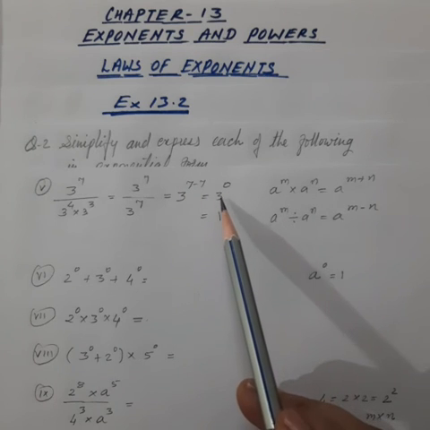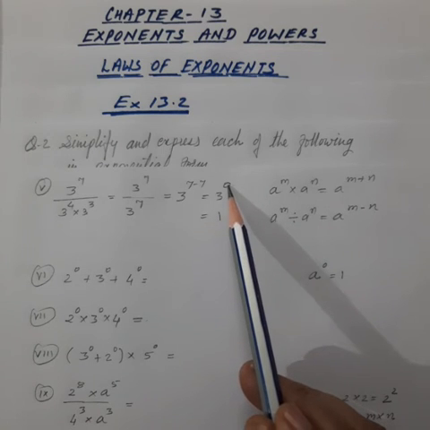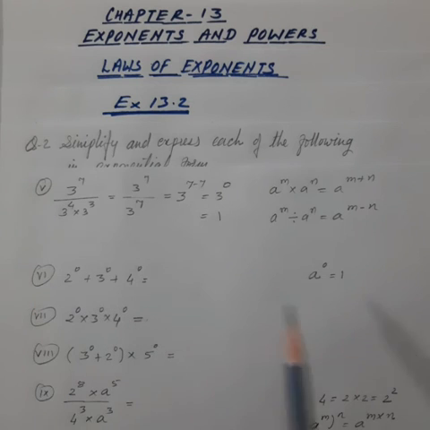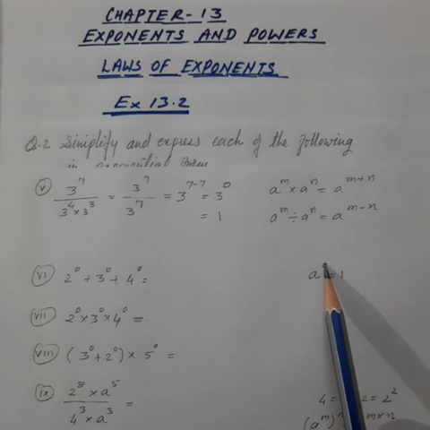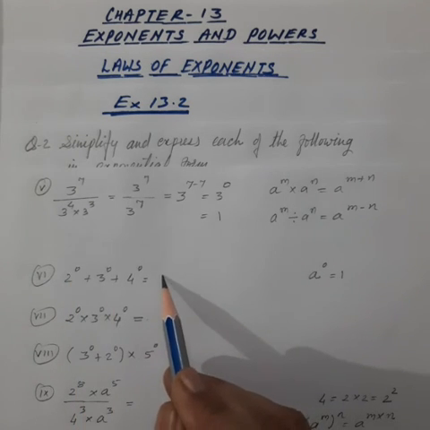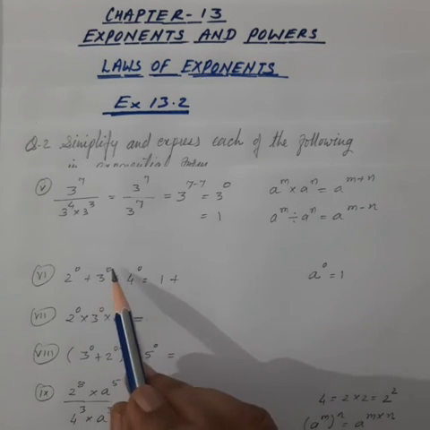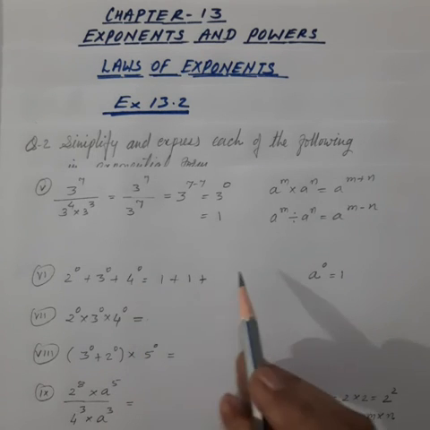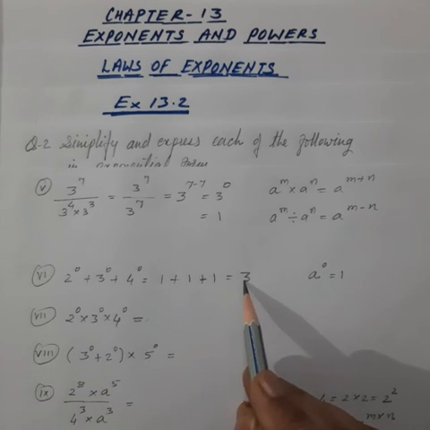And we know that the value of a non-zero integer with exponent 0 is 1. 6th. We know that the value of a non-zero integer with power 0 is 1. So here 2 raised to the power 0 means 1 plus the value of 3 raised to the power 0 is 1. Again the value of 4 raised to the power 0 is 1. Add 1 plus 1 plus 1, 3.